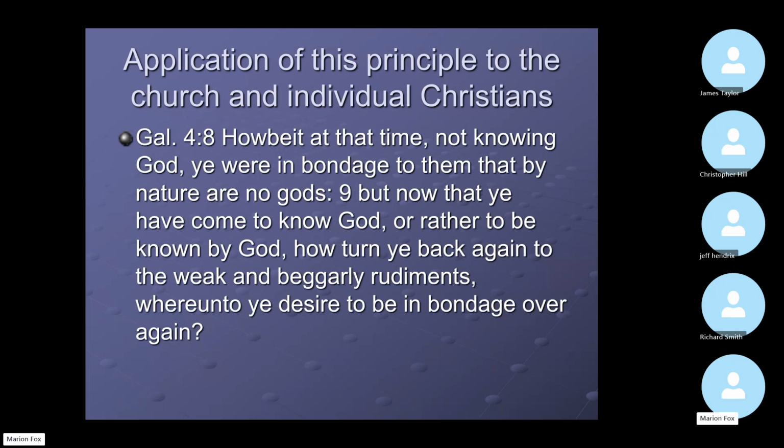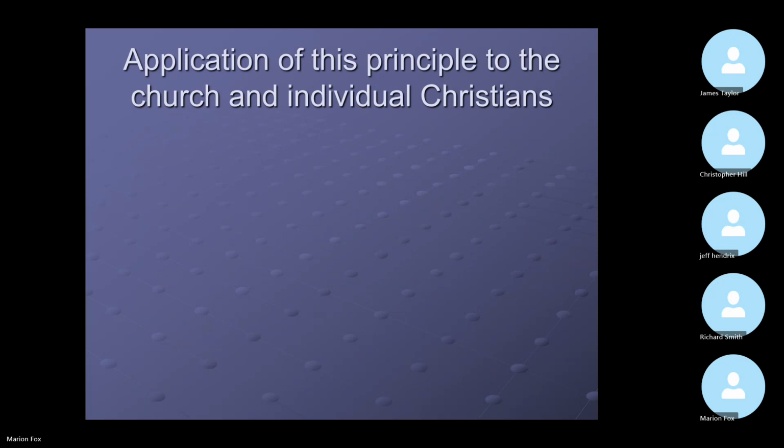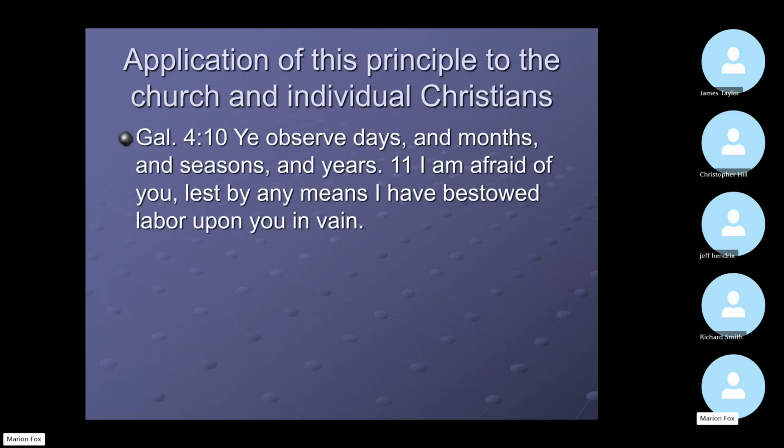And some of them were being turned back to Judaism, the weak and beggarly rudiments. And they'd be going back into bondage again. Right? And even Judaism, serving under the law of Moses, was a form of bondage. Okay? All right. Now, he goes on and says, you observe days and months and seasons and years.